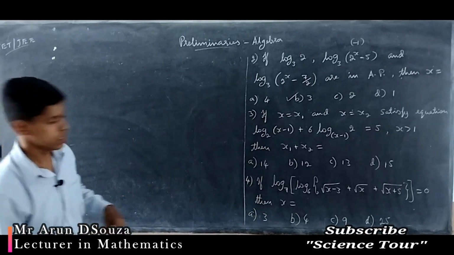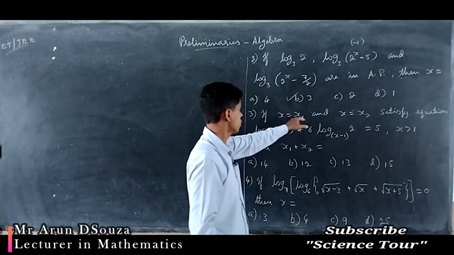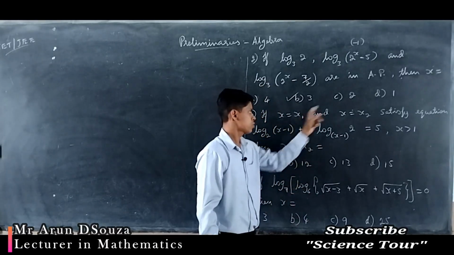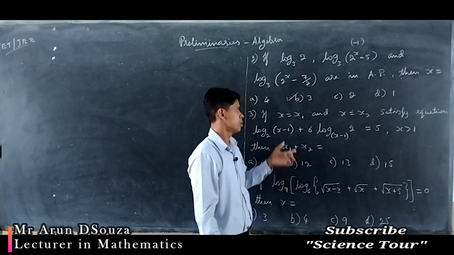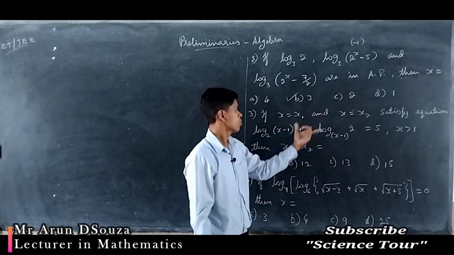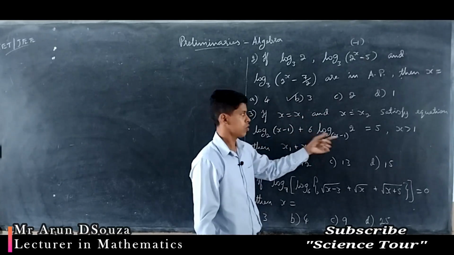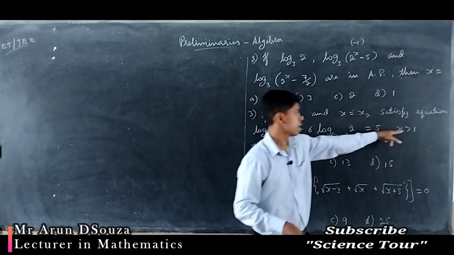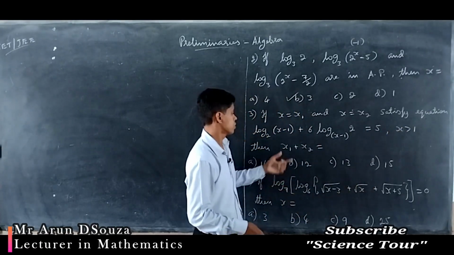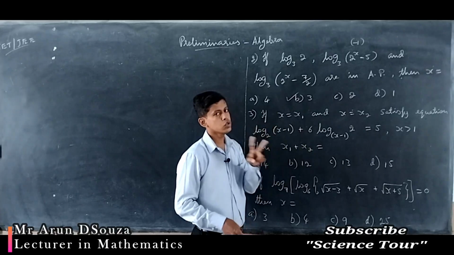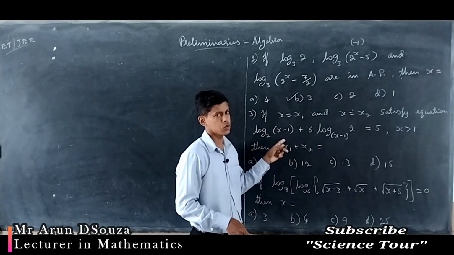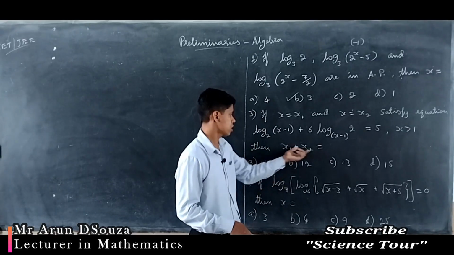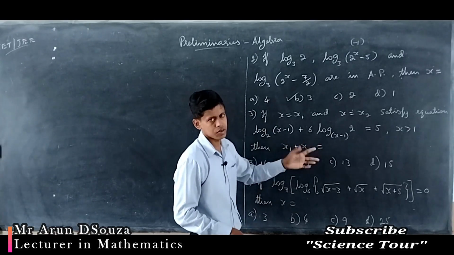Moving on to the next question. You have got x is equal to x1, x is equal to x2. That does not mean x1 is equal to x2. It means that you have two roots for this equation, with the condition x is greater than 1. So x1 and x2 are the two roots, like in a quadratic equation. We should add them after getting those roots.